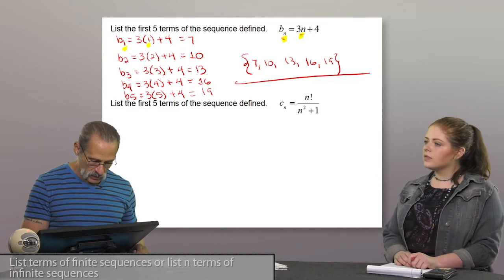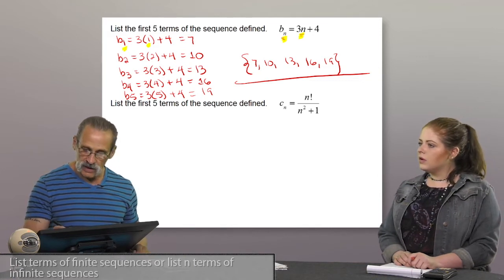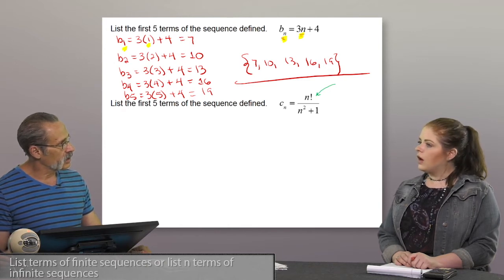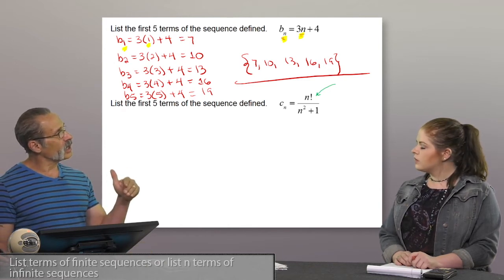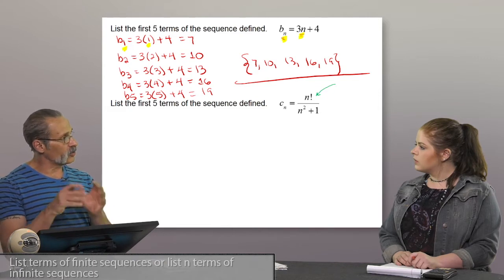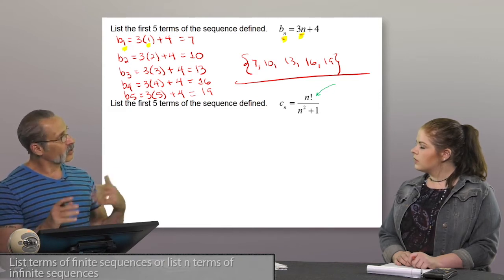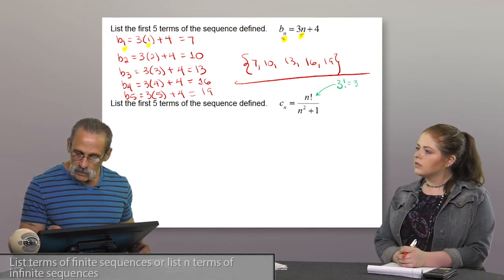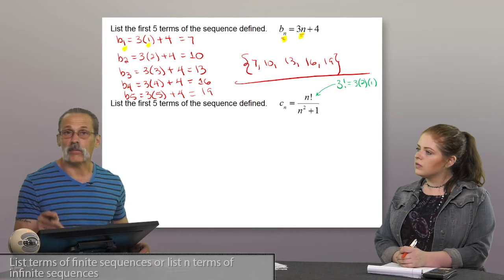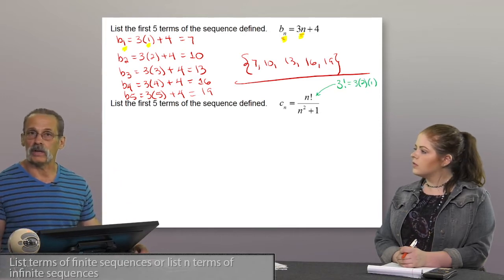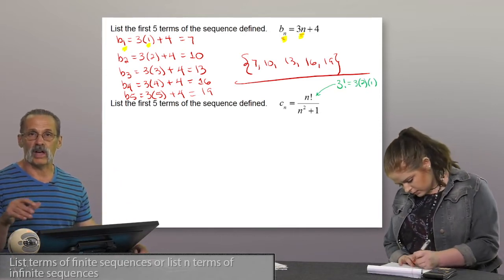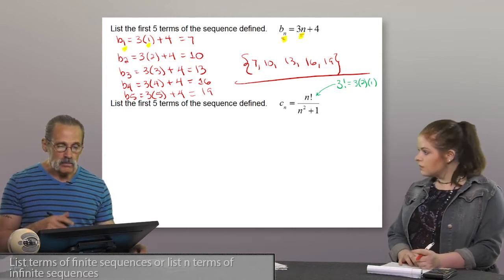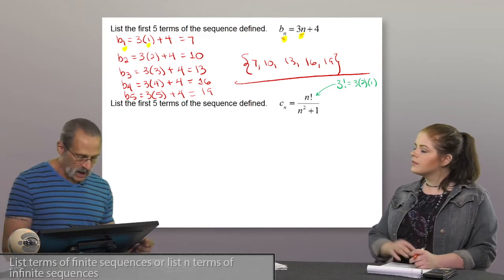What's factorial mean? If I say 3 factorial, what are you multiplying? I'm not sure. It's 3, and then you start subtracting by 1 until you get to 1. So 3 factorial would be 3 times 2 times 1. 5 factorial would be 5 times 4 times 3 times 2 times 1. 10 factorial would be 10 times 9 times 8 times 7 times 6 times 5 times 4 times 3 times 2 times 1.